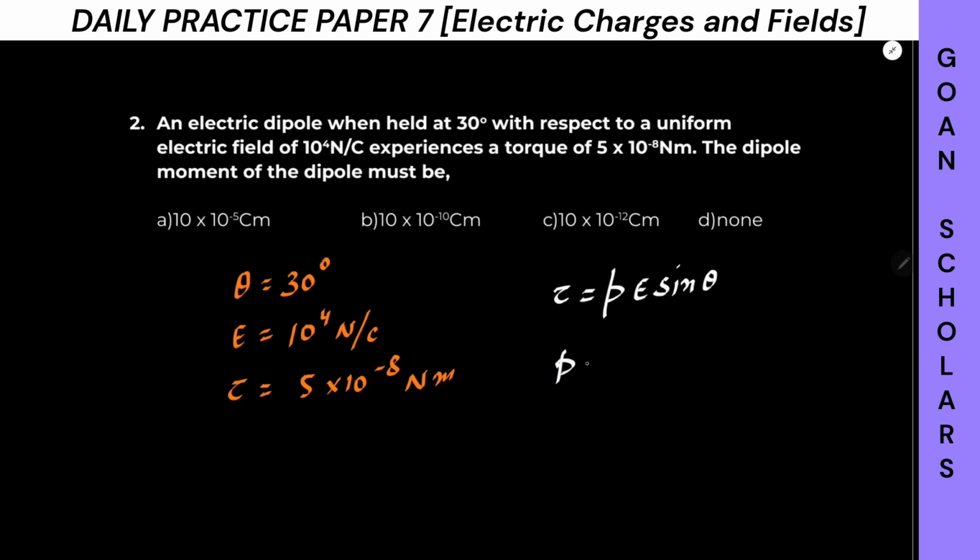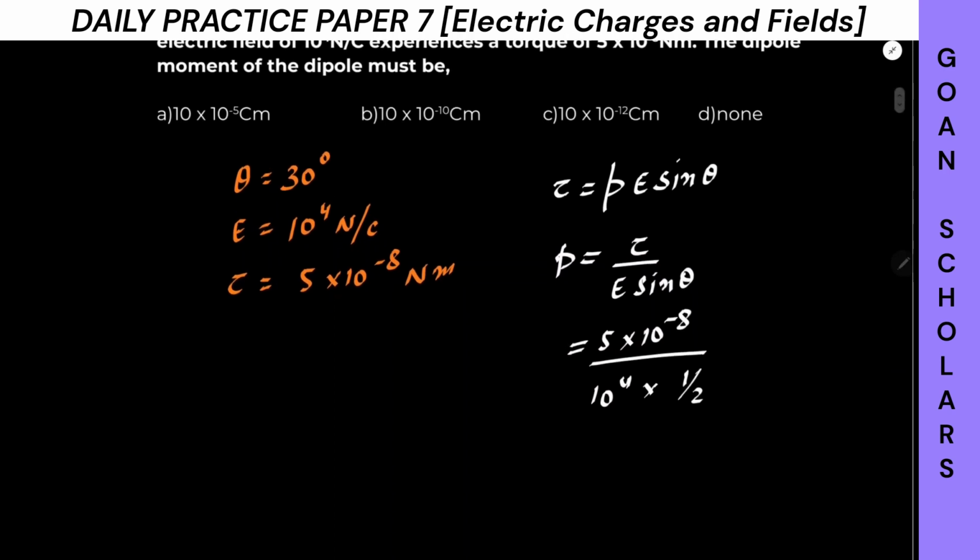So we have to find our dipole moment. So P will be equal to torque tau upon E sin theta. Now what is torque? Torque here is given as 5 into 10 to the power minus 8 upon E. What is electric field? 10 to the power 4, and sine of 30. Sine of 30 is half. Let's simplify it. So this 2 will go on the top. It will become 2 fives are 10 into 10 to the power minus 8 into 10 to the power minus 4. So this will become 10 into 10 to the power minus 11. So the correct answer is 10 into 10 to the power minus 11.